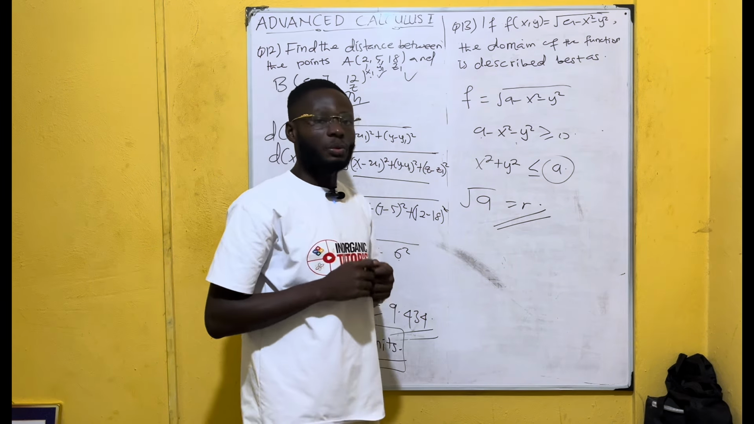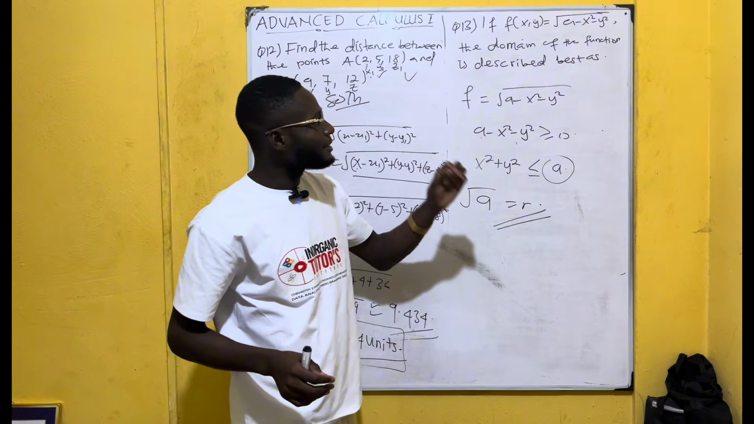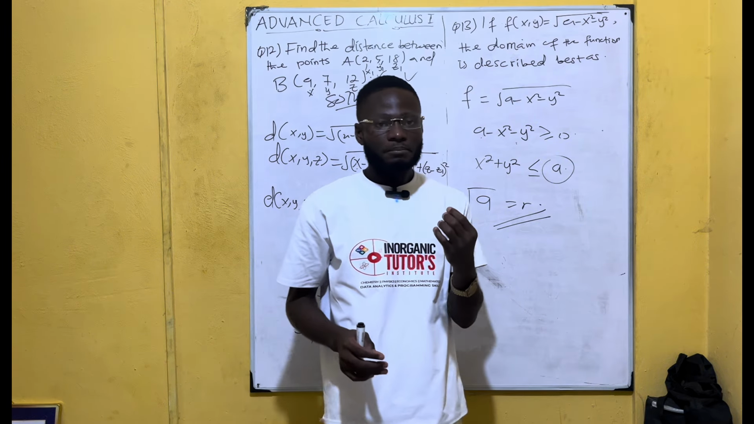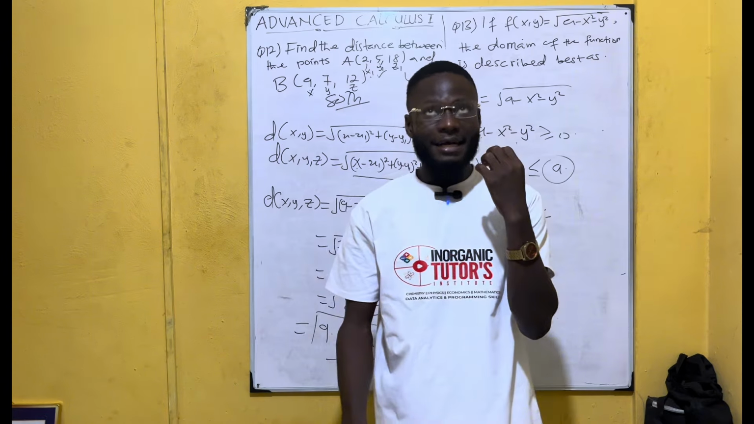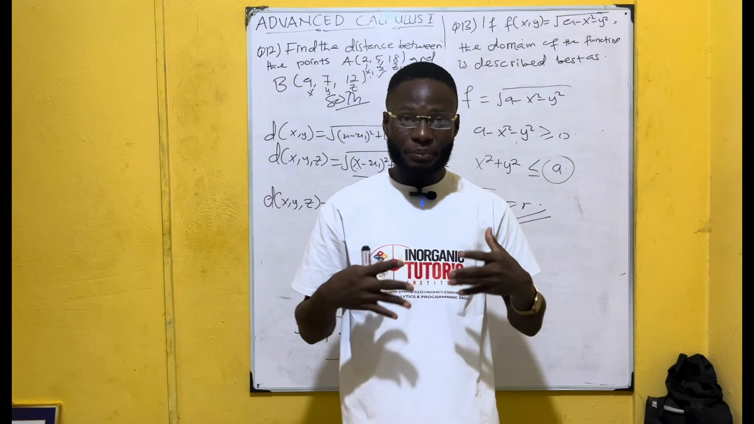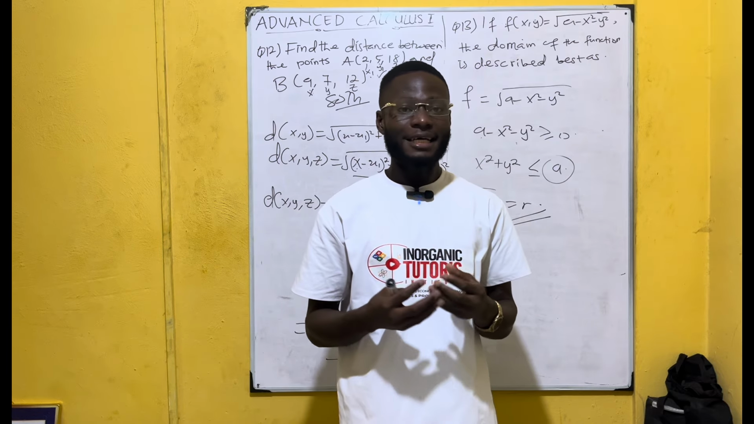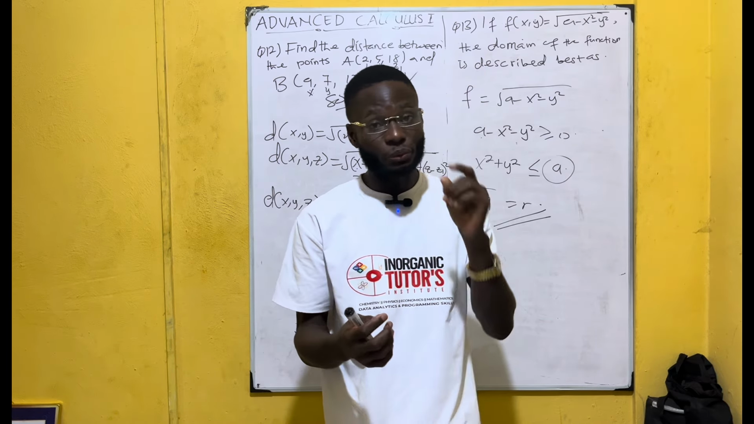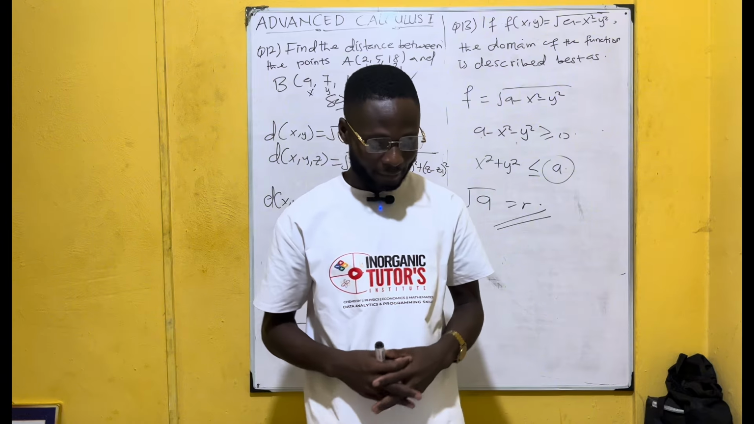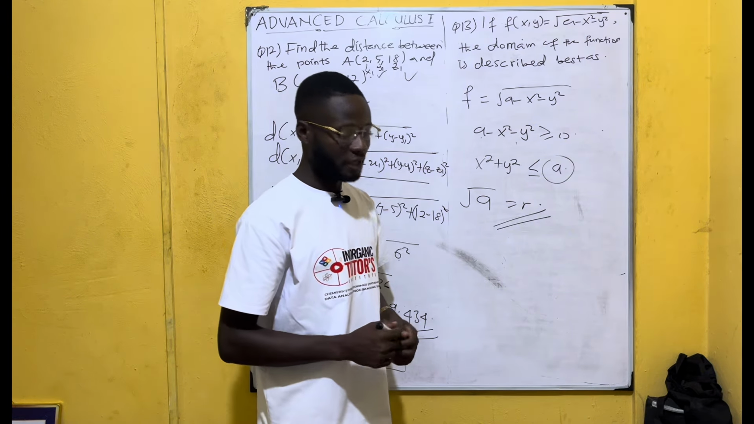So the best way we can describe this is to say that this is basically representing a closed disk, all right? A closed disk centered at the origin with radius square root of A.